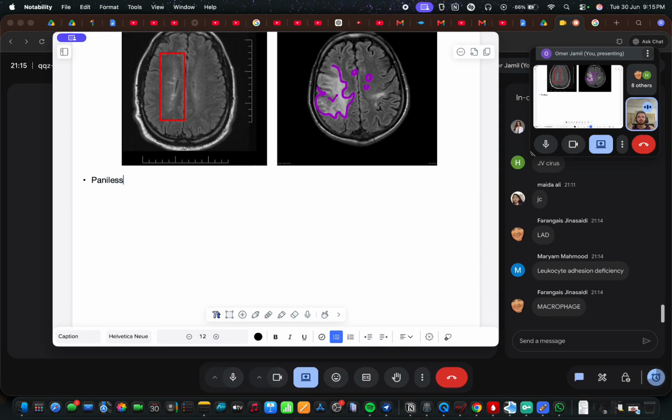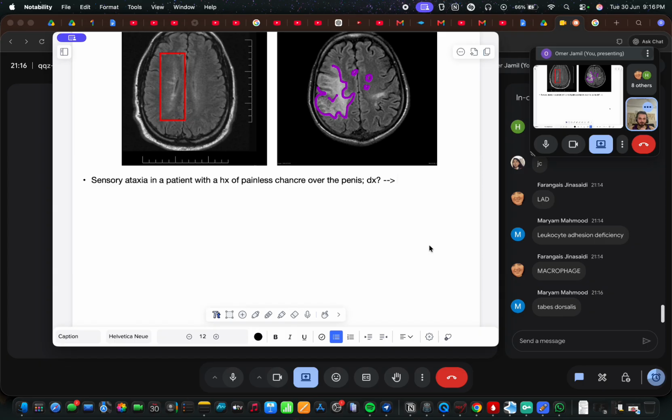Painless, I would say sensory ataxia in a patient with a history of painless chancre over the penis. Diagnosis: tabes dorsalis, secondary to tertiary syphilis.